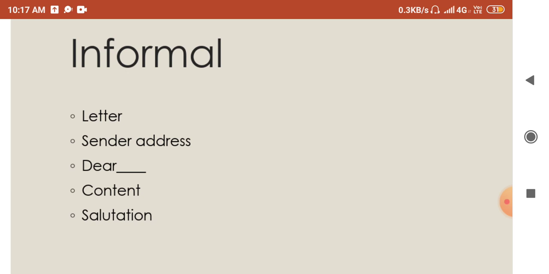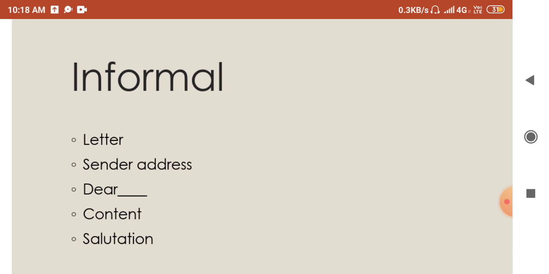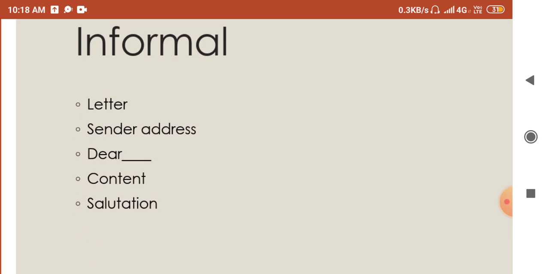Or if there is a relation, like father, mother, sister, so dear sister, dear mother, then comma. You will start writing your content. You can start with, you will be happy to know that a marriage of my sister. If you're writing to your friend, you can write like this: you will be happy to know that my sister is getting married to this person, who is employed in this, so you can write all these details. So it's like an informal letter.